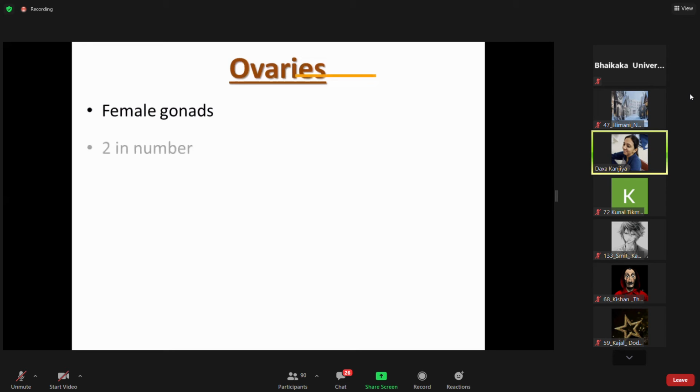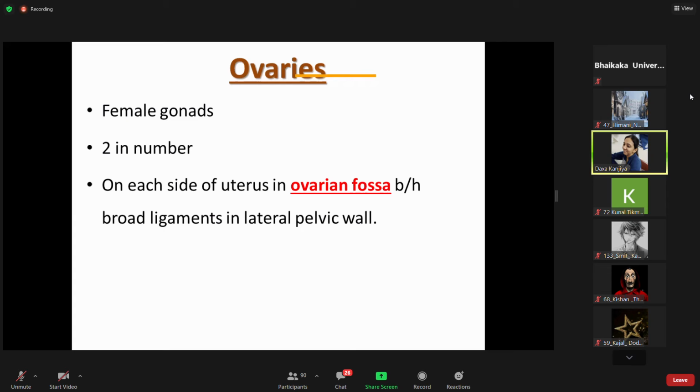So these are the female gonads present on either side of the uterus. In the ovarian fossa, as I told you, it lies on the posterior aspects of the broad ligaments in the lateral pelvic wall. So you keep both the ovaries posteriorly so that you can determine the anterior surface as well as posterior surface of the uterus by just seeing the position of the ovary. Its length is around 3 centimeter, width is around 1.5 centimeter, and thickness is 1 centimeter.